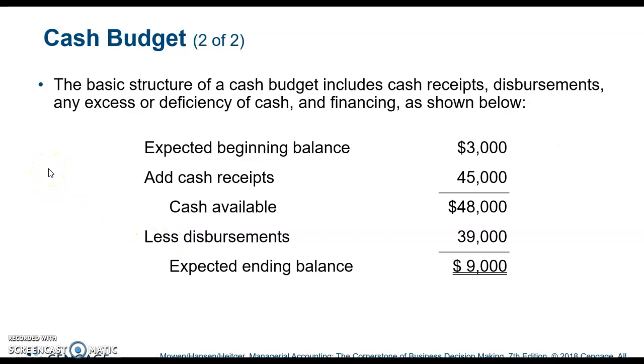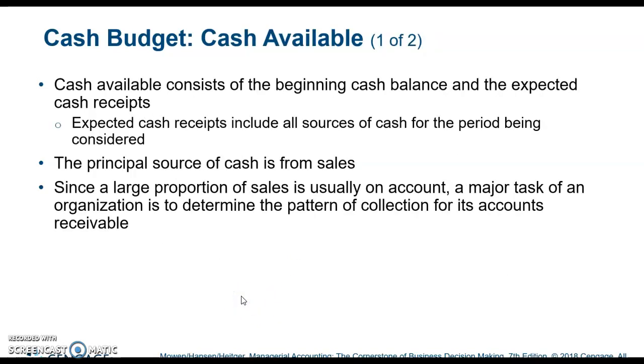All right, so the basic structure of the cash budget includes any beginning balance plus any cash we expect to receive, and that will give us the cash available. Then we subtract out what we think we're going to spend out of cash, and that gives us our expected ending balance. So the cash available includes the beginning cash plus any cash receipts we think we're going to get.